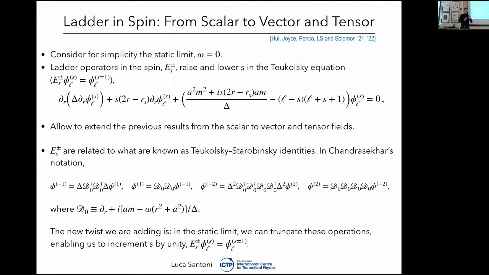So there is a connection between this ladder spin and the Teukolsky-Starobinsky identities. Apparently, this was not noticed before, because of course, in some sense, the Teukolsky-Starobinsky identities are more powerful because they hold for generic frequency. But I don't think people realized that if you go to the static limit, you can do better, in the sense that you can stop at intermediate levels. I think this is a nice property that at least I was not aware of before.